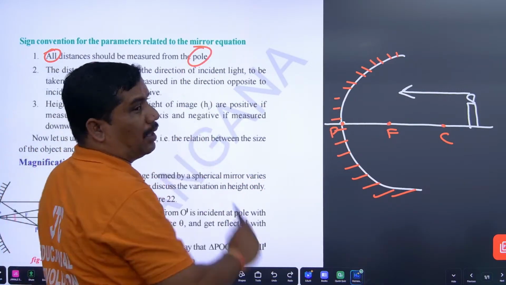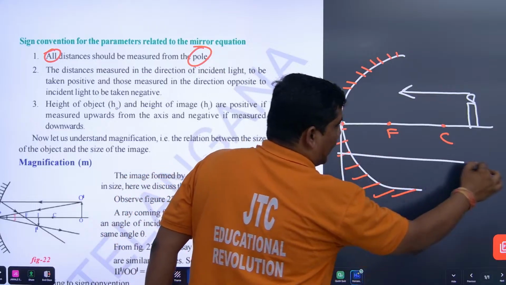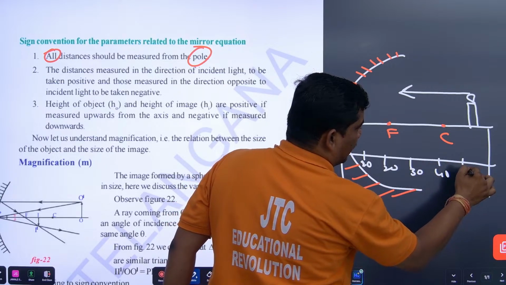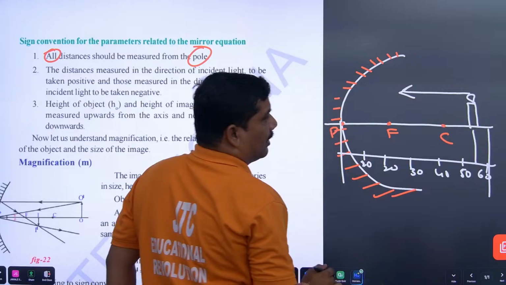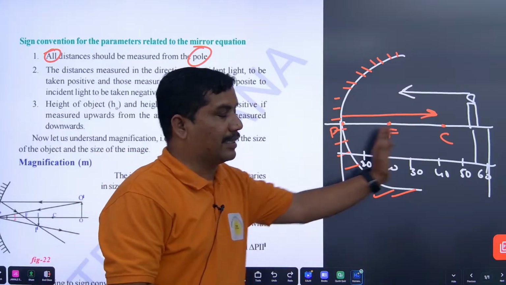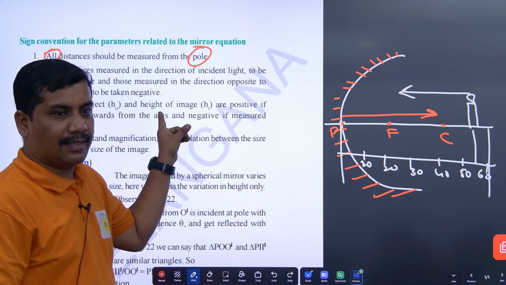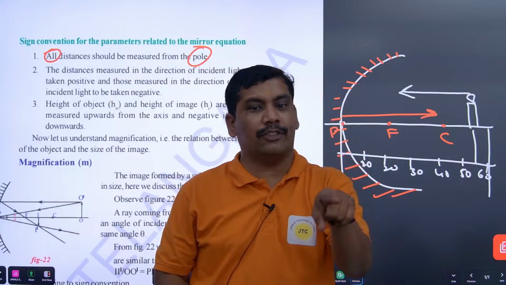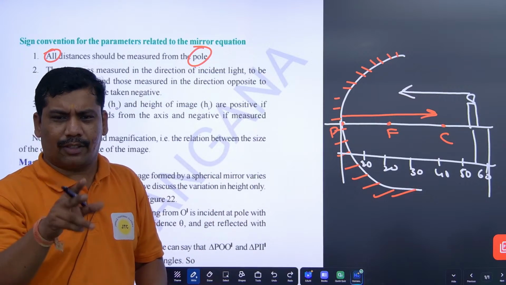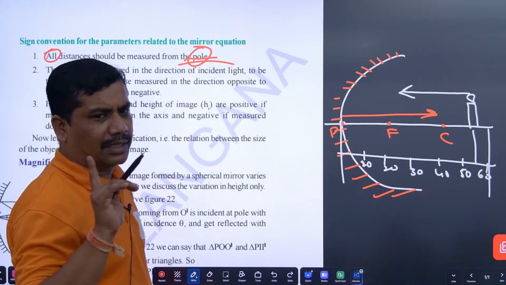All the distances should be measured from the pole. Now, suppose here is the object, and I want to measure the object distance. Imagine there is one scale like this: 1 centimeter, 10, 20, 30, 40, 50, ultimately 60. So the object is somewhere at 55 centimeter. Then how should I measure distance from the pole? We'll measure from here. Just now I showed you one activity. Where was the zero? On the mirror place. Wherever the zero of the ruler is, at that point we should keep the mirror. So from there only we should measure the distances. Wherever the mirror is, obviously the pole will be with that mirror. So all the distances should be measured from the pole. Okay, clear with this first point?